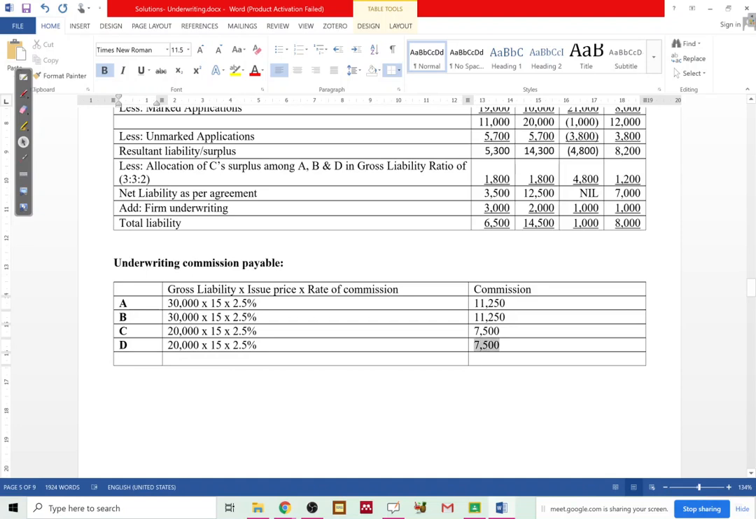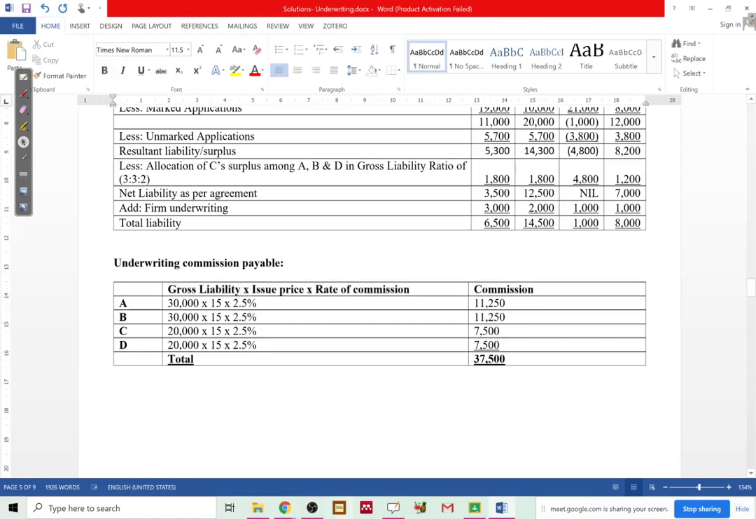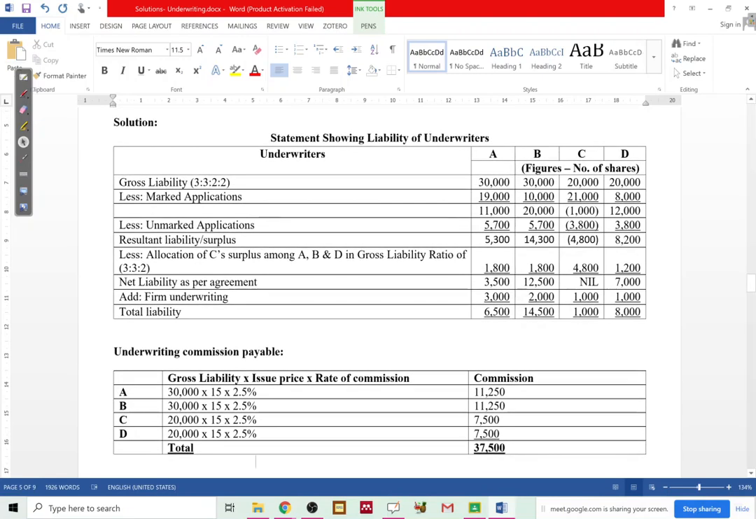The total of all of these comes to 37,500. Total commission to be paid to the underwriters is 37,500. Is this clear to you all? I hope you understand what we have done here. We calculated the commission with the help of the gross liability of each of the underwriters and the price at which the shares were issued, multiplied by the rate of commission, and you get the underwriting commission payable.